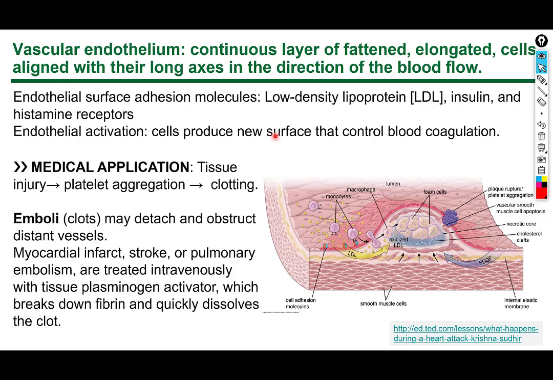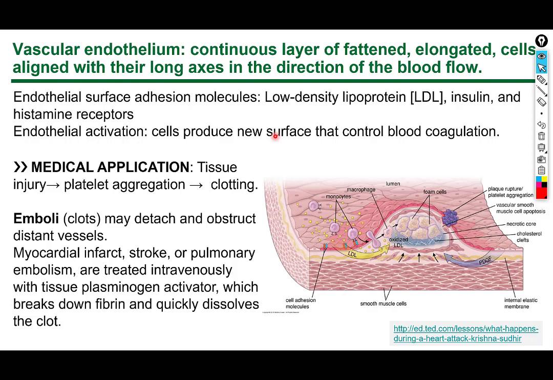Emboli. There are different kinds of emboli. An embolus is basically just a science word for a traveling disruption to blood. You can have an air embolus, you can have a thromboembolus, which is a traveling clot. In this case, we're talking about a thromboembolus. If the clot forms and is not disposed of properly, it can detach and obstruct blood vessels.